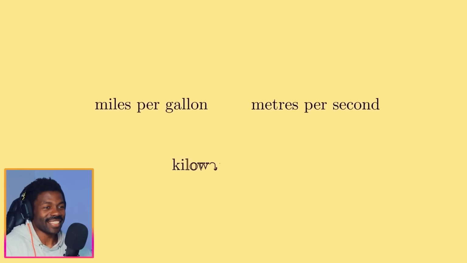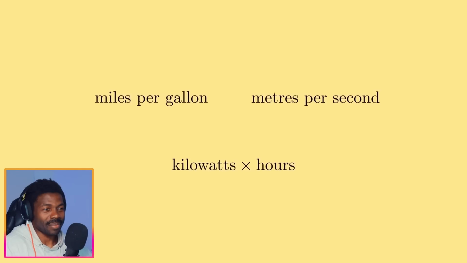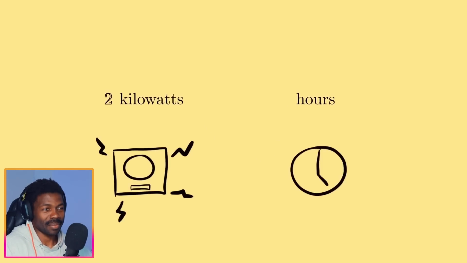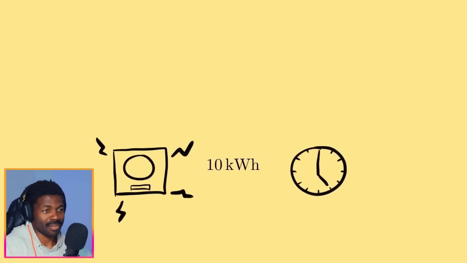But just as you can divide units, you can also multiply, and this has a different sort of intuition. If your washing machine is running at a power consumption of 2 kilowatts, and it runs for 5 hours over the course of a week, the total amount of energy it uses in that week is the product of the two, 10 kilowatt hours.